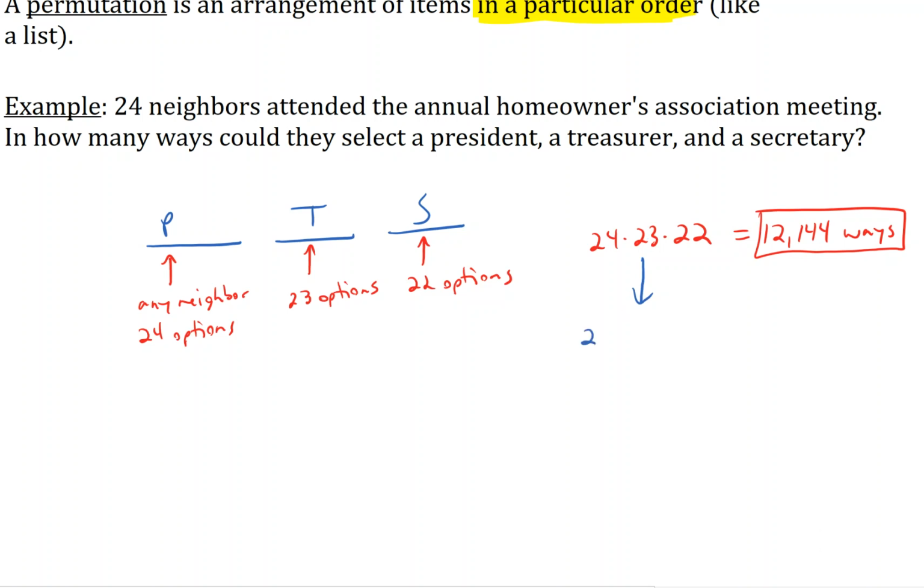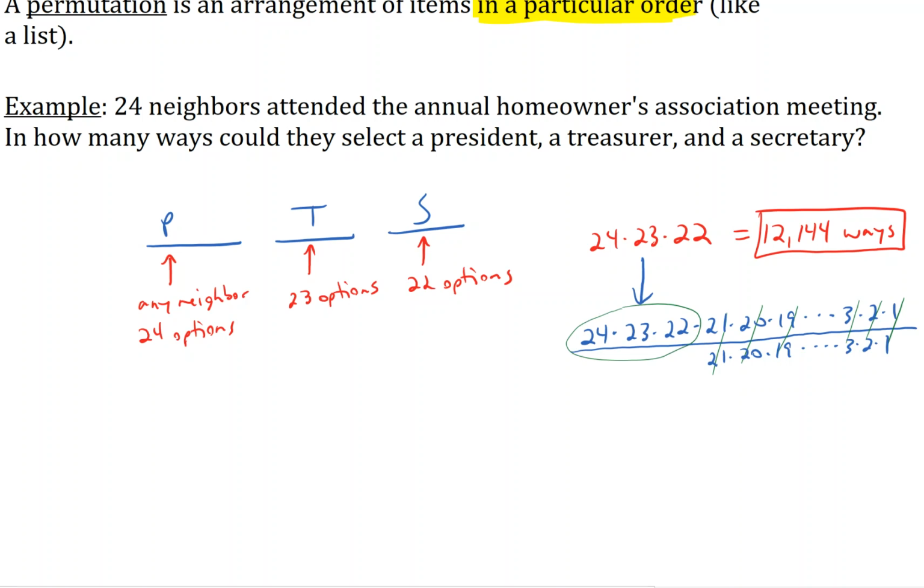Another way of thinking about this is thinking of it as 24 times 23 times 22 times 21 times 20 times 19, all the way down to 3 times 2 times 1, all the way down to 1. Now clearly that's not the same thing, but if you take that and you divide it by 21 times 20 times 19 times 3 times 2 times 1, then that is the same thing. Because you could see that the 21s cancel, the 20s cancel, the 19s cancel, the 3s, 2s, and 1s all cancel, leaving behind just the 24 times the 23 times the 22.